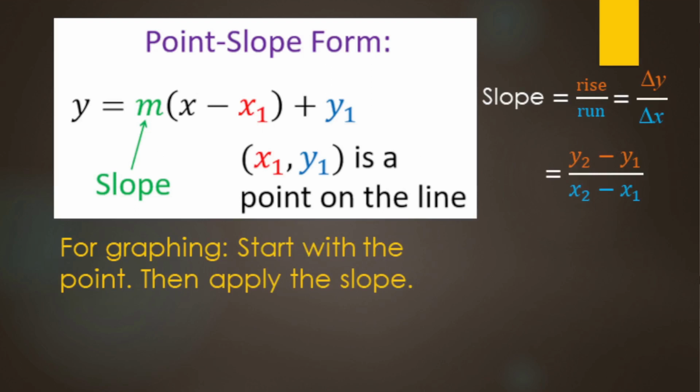Now remember, when we're graphing, we're going to start with our point and then put that on our piece of paper, or if we're on a computer, click there first, and then we're going to apply the slope. We're going to go rise over run, up however many, and then to the right, however many it is.